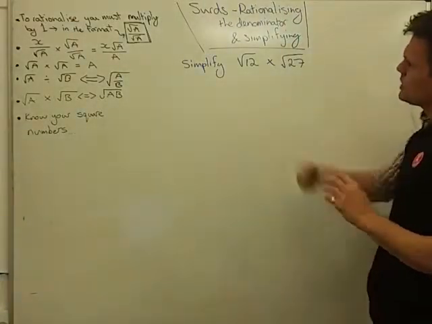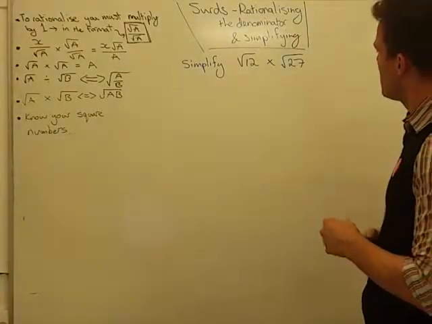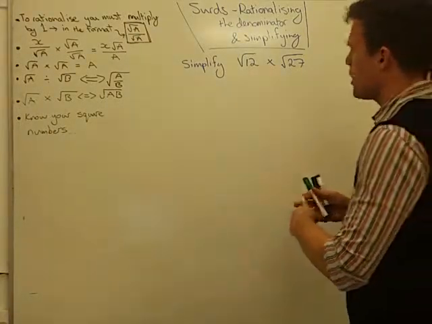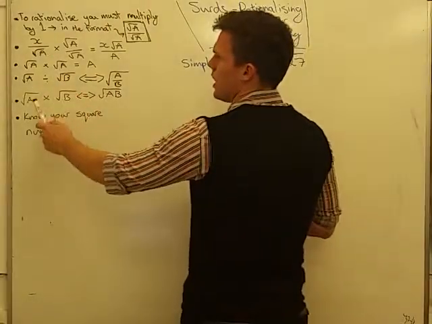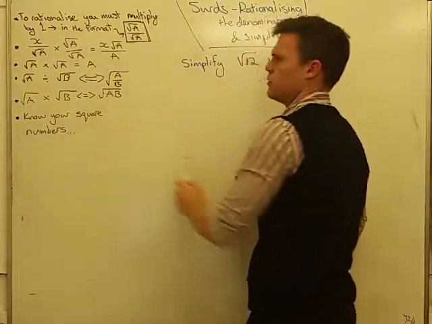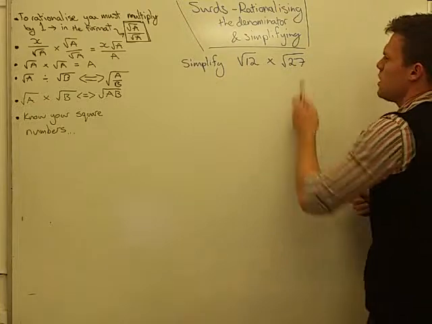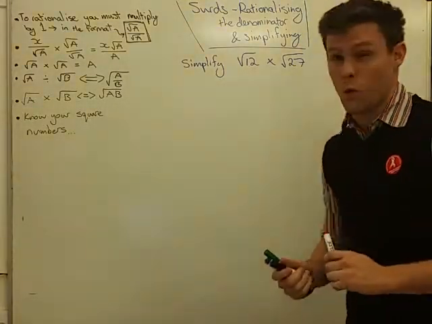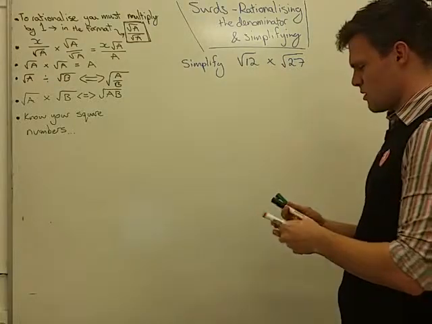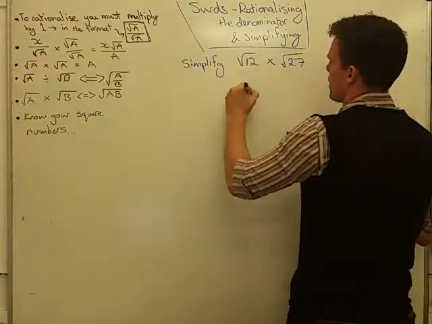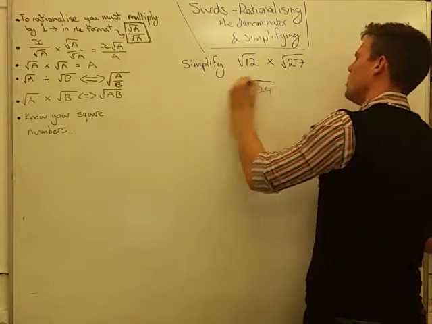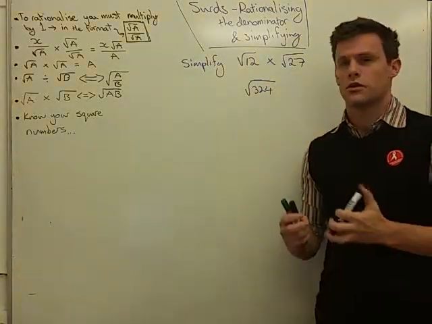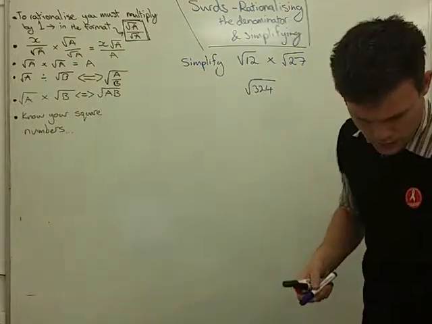Right, so we're given this, simplify root 12 times root 27. Now, straight away, I could jump in and do root a times root b is the root of a times b. But if I did 12 times 27, I'm going to end up with root of 324. Wow, is there a square number that goes into the root? You're going to sit there for a while.